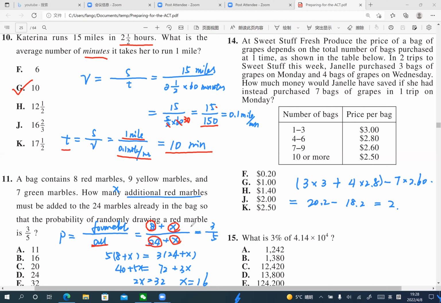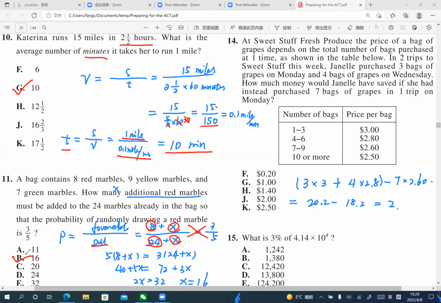By using the cross product rule, we get 5 times (8 plus X) equals 3 times (24 plus X). Then simplified, 40 plus 5X equals 72 plus 3X. So 2X equals 32. X equals 16. So we should choose option B.